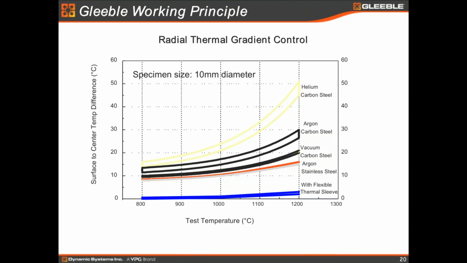With that, if we test it with the thermal sleeve on, the temperature difference between the surface and center is within 2 degrees C. That's almost negligible, right? So that's how we control the thermal gradient in the axial direction and the radial direction, so you can know what you're doing.